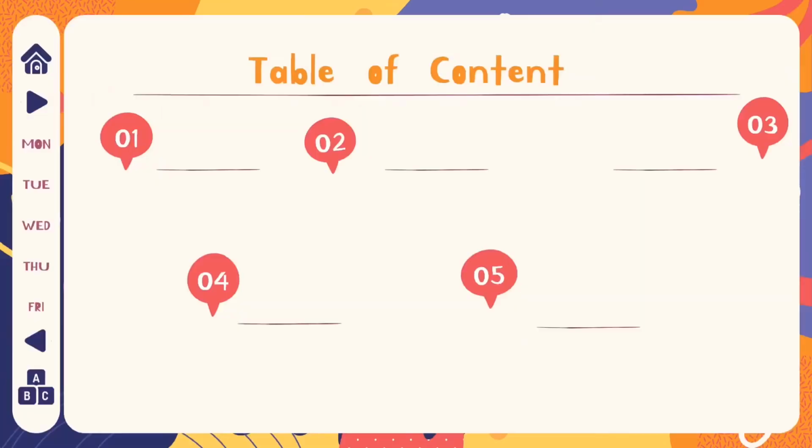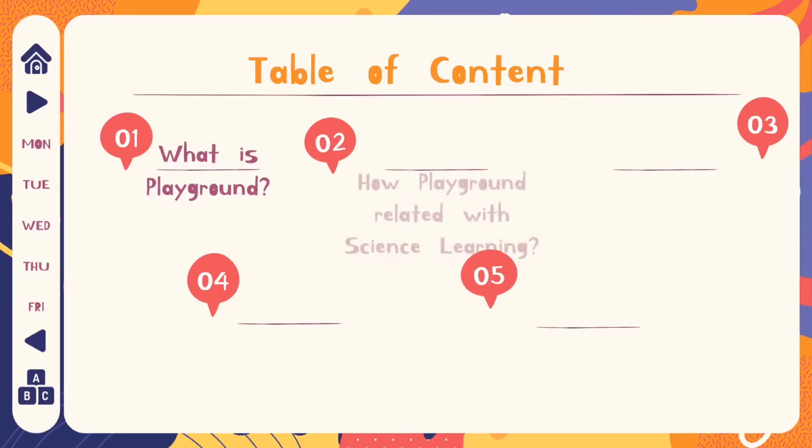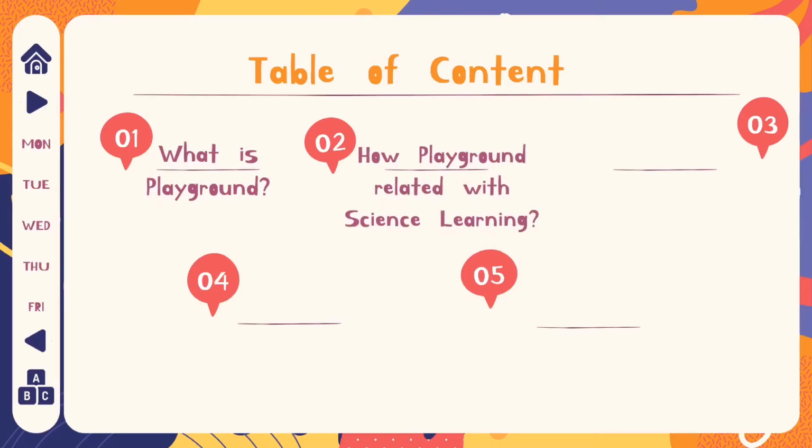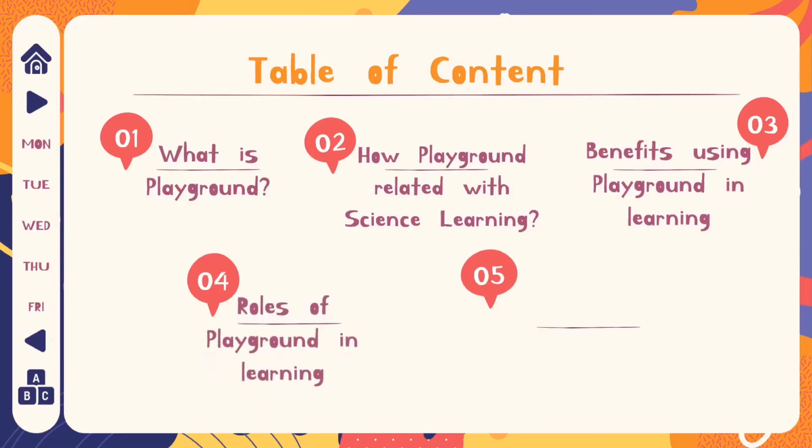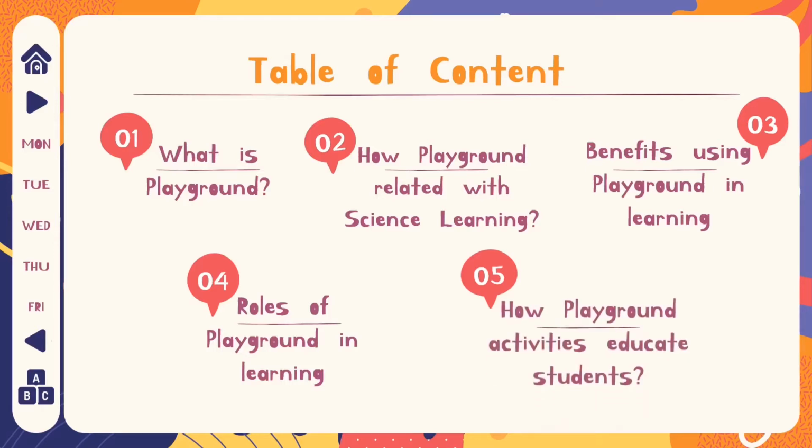So before we start, this is the table of contents. The first is what is the playground, the second is how playground is related with science learning, the third is the benefits of using playground in learning, the fourth is rules of playground in learning, and lastly is how playground activities educate students.